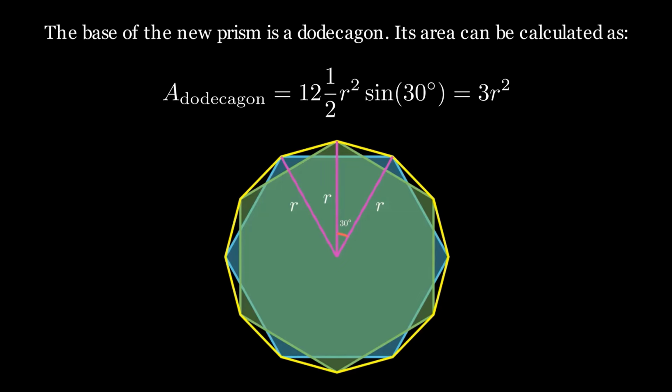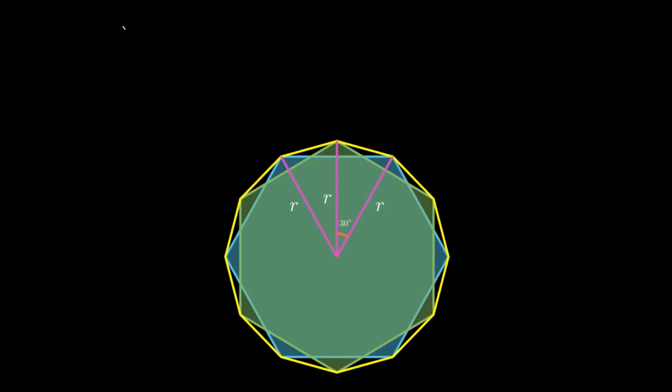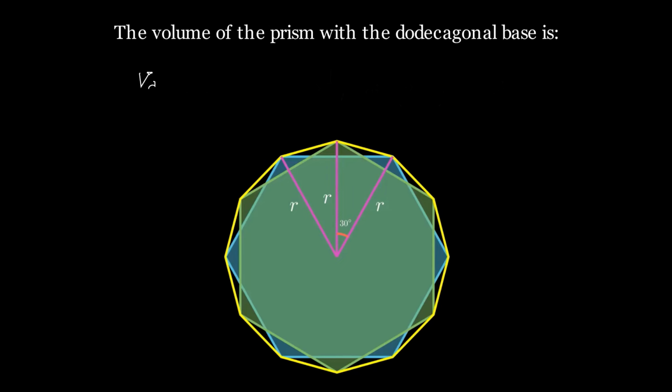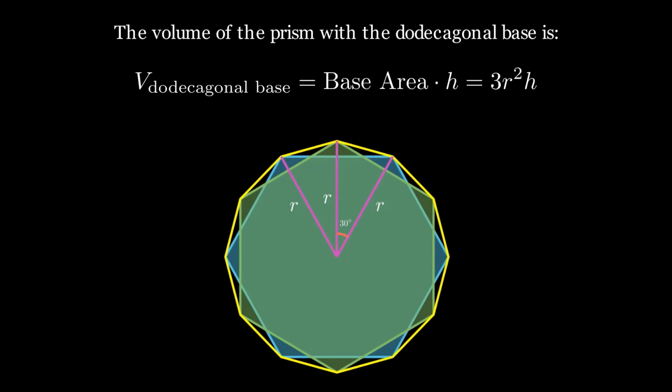This dodecagonal base will be the foundation of the new prism. The height of this new prism remains the same as the height of the original prism. Multiplying the area of the dodecagonal base by the height gives us the volume of the new prism, 3 times the square of the side length times the height.